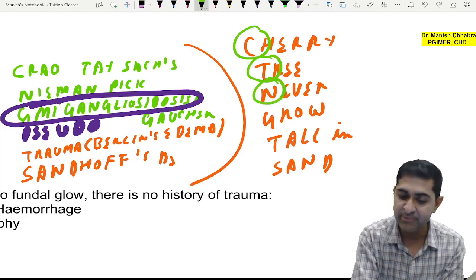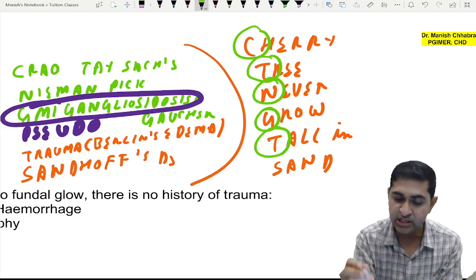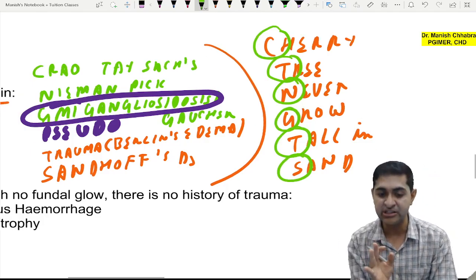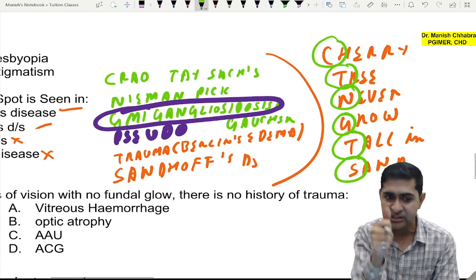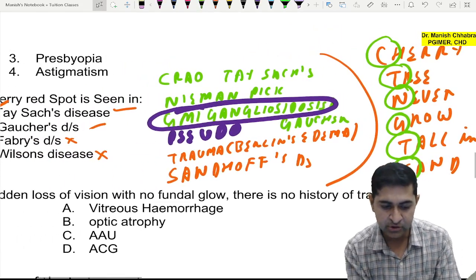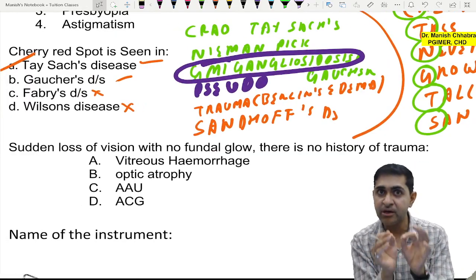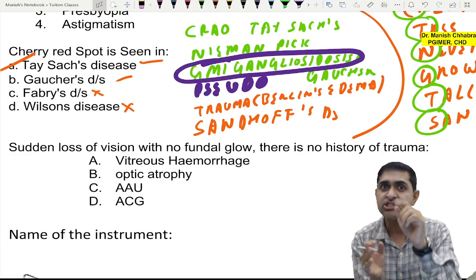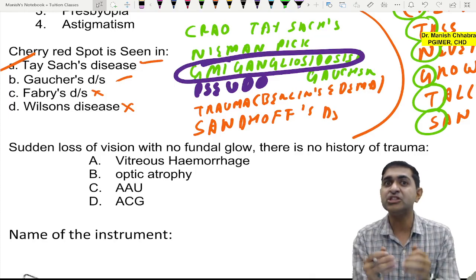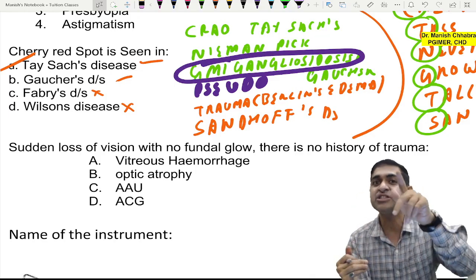CRAO, Tay-Sachs, Niemann-Pick, Gaucher, GM1 gangliosidosis, trauma, Sandhoff disease. I hope you are able to connect the dots. Yes, okay, so this is your answer. Please remember this mnemonic because this is very important. Why? Because it can be asked in the form of a twisted repeat.